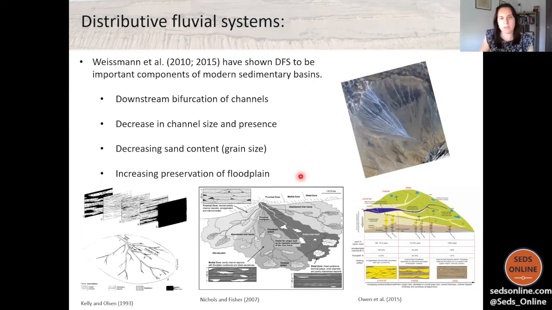Now, going back to those models, we have a series of models that have been developed through time. I've just picked up a couple here. There are other ones out there. So for example, the work of Kelly and Olsen, 1993, then Nichols and Fisher, and then later on, this is work based on my PhD here. So we can see how these models have developed through time, and you can see that there's increasingly more detail present.